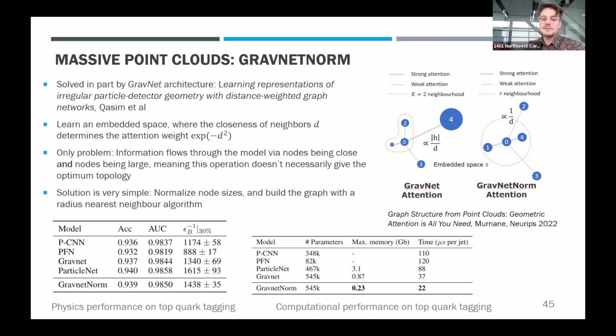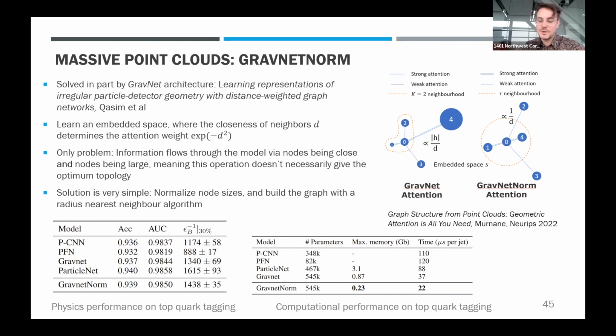We found when we applied this architecture to the tracking problem that actually there were two ways that nodes could communicate. One was by being close to each other, but the other one was by being large or loud, meaning that their features were very strong or large. So it actually meant that a very large node, for example, 4 here in the original GravNet attention mechanism, was able to communicate very strongly, but that meant that nodes that were far away could still pay attention to it.